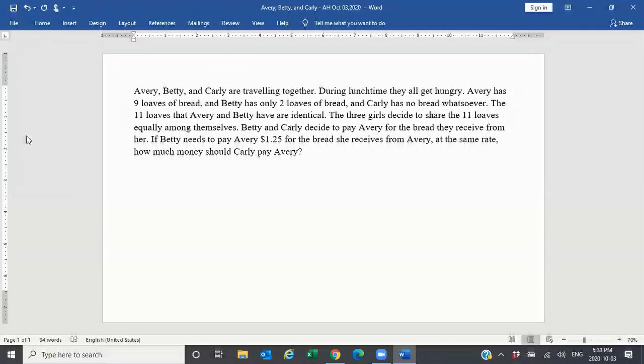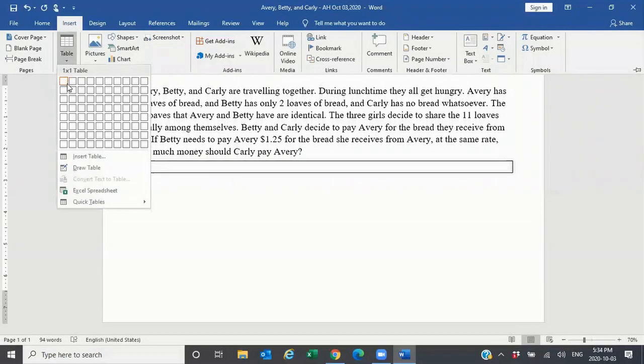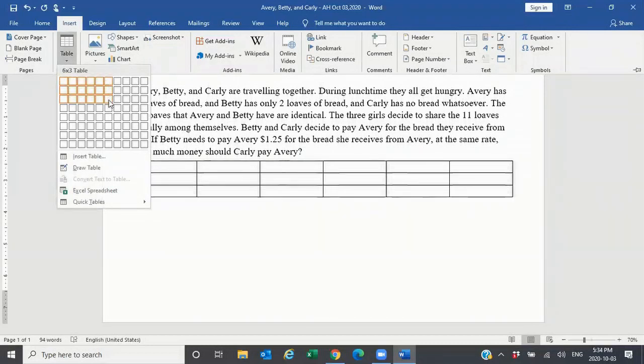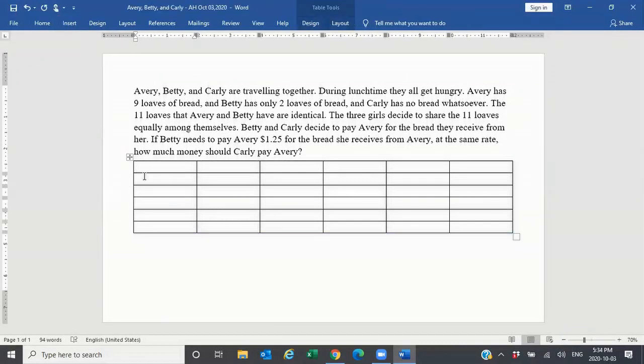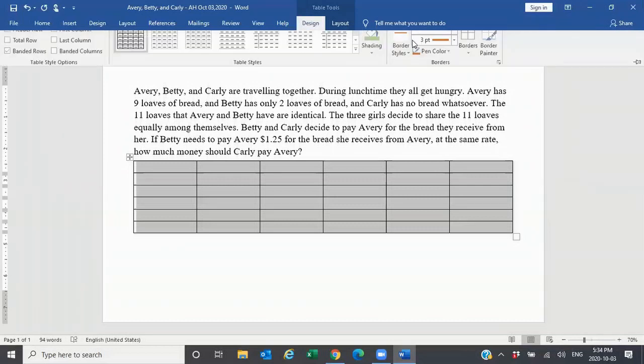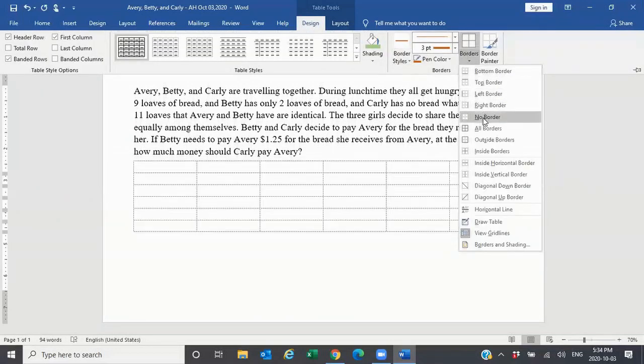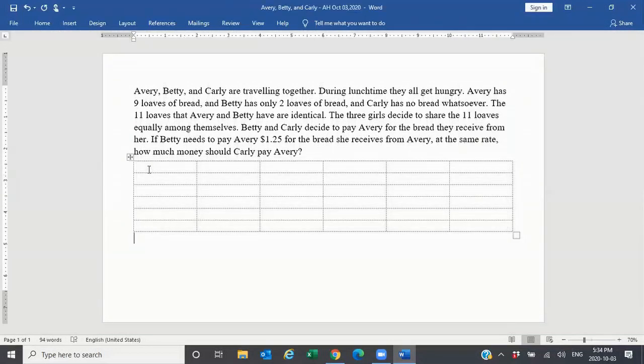To do this, I'm going to make a table. Make it 6 by 6. There we go. I'm going to get rid of the borders. Okay, and now I'll write the names. Avery.